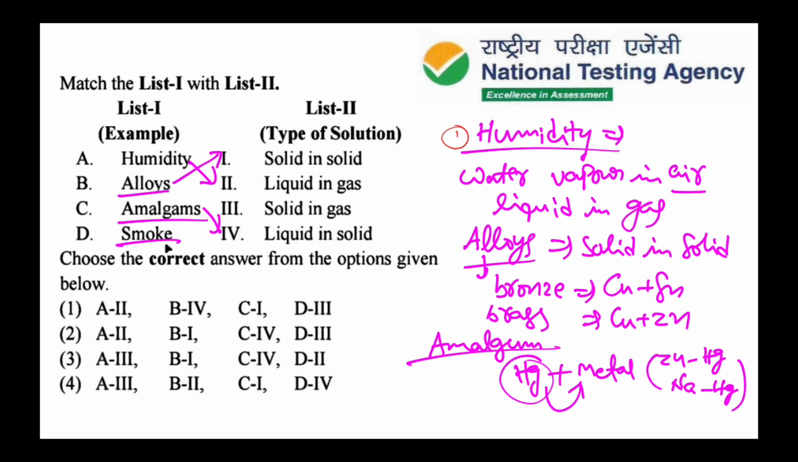Then smoke. Smoke means solid particles suspended in air. That is solid in gas. Solid particles present in air, suspended in air, that's why solid in gas. So the correct option is A2, B1, C4, D3. That is option 2 is the correct representation.